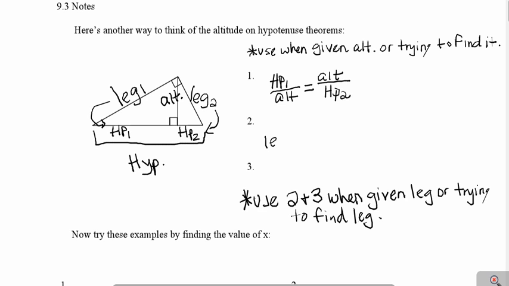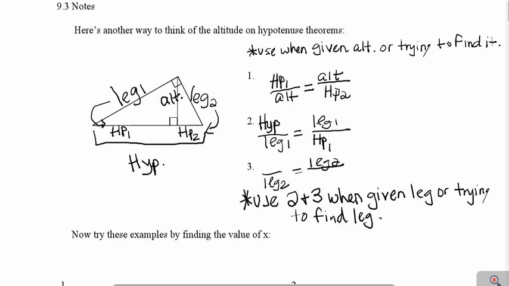So let's just say, for example, that it's leg 1 that you're either given or you're trying to find. So that's going to go in your means position. Whatever leg you're either given or trying to find, that goes in your means. In your extremes, you need to have the entire hypotenuse of the large right triangle. And then whatever hypotenuse piece is next to that leg, that needs to also go in your extremes. So if it's leg 1, notice that hypotenuse piece 1 is next to leg 1, so that needs to be in your extremes. Now the only difference with leg 2 would be which hypotenuse piece you use.